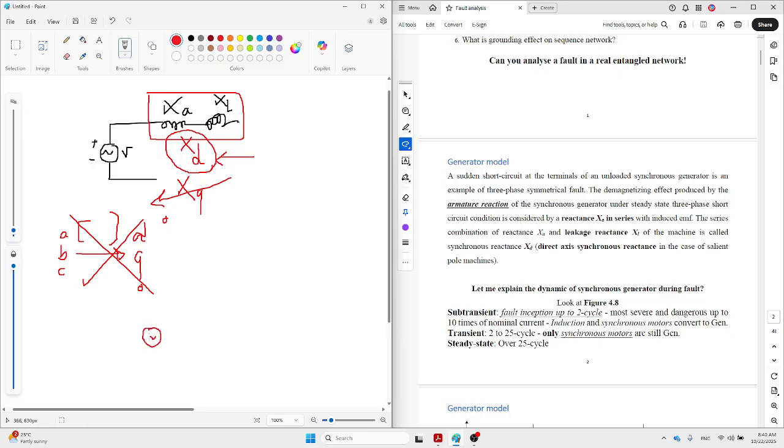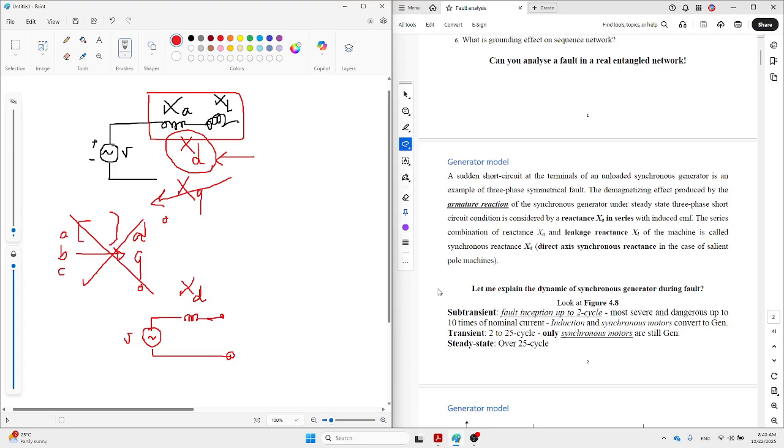Okay, so to make it a simplified model, we have a source of energy. We call it V, and then we have XD here. That's all. This is the modeling of the generator. So the generator during the fault, considering different conditions, I should talk about different types of generator.